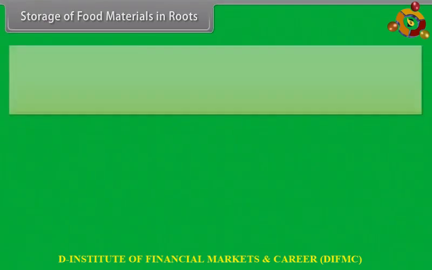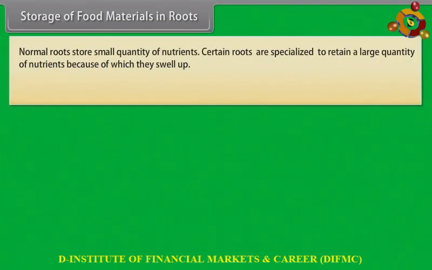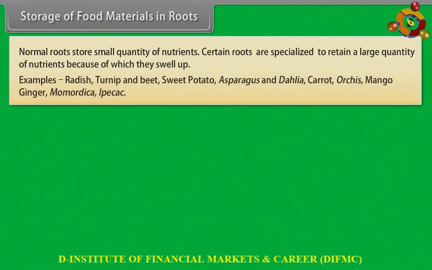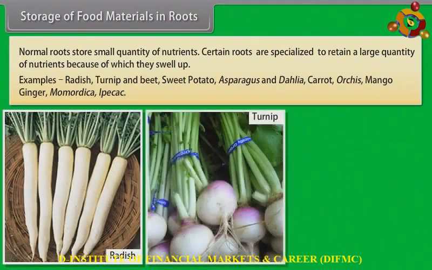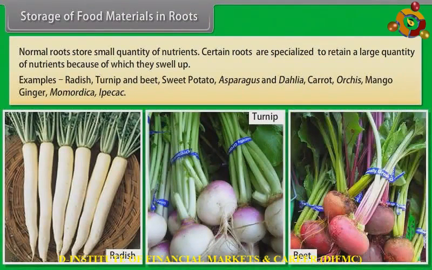Storage of food materials in roots. Normal roots store a small quantity of nutrients. Certain roots are specialized to retain a large quantity of nutrients because of which they swell up. Examples, radish, turnip and beet, sweet potato, asparagus and dahlia, carrot, orchids, mango ginger, Momordica, ipecac.